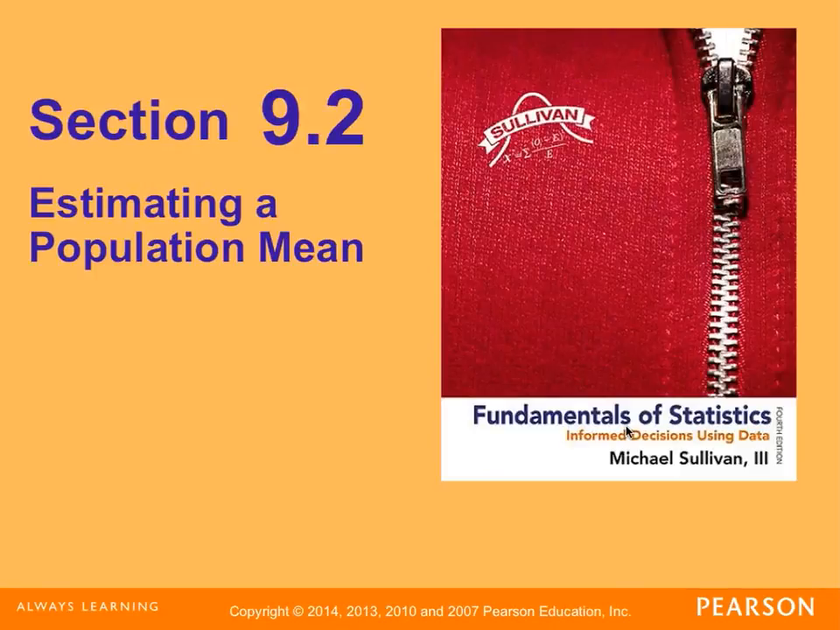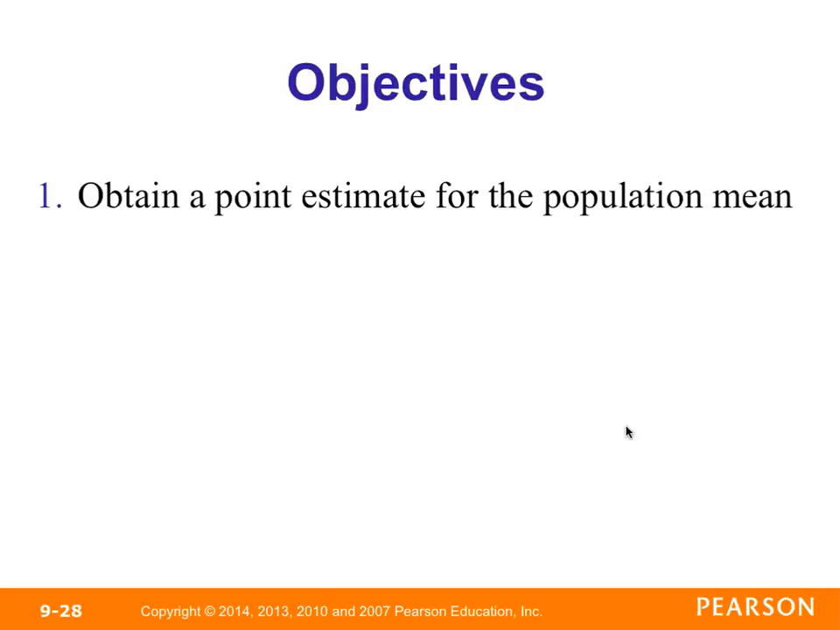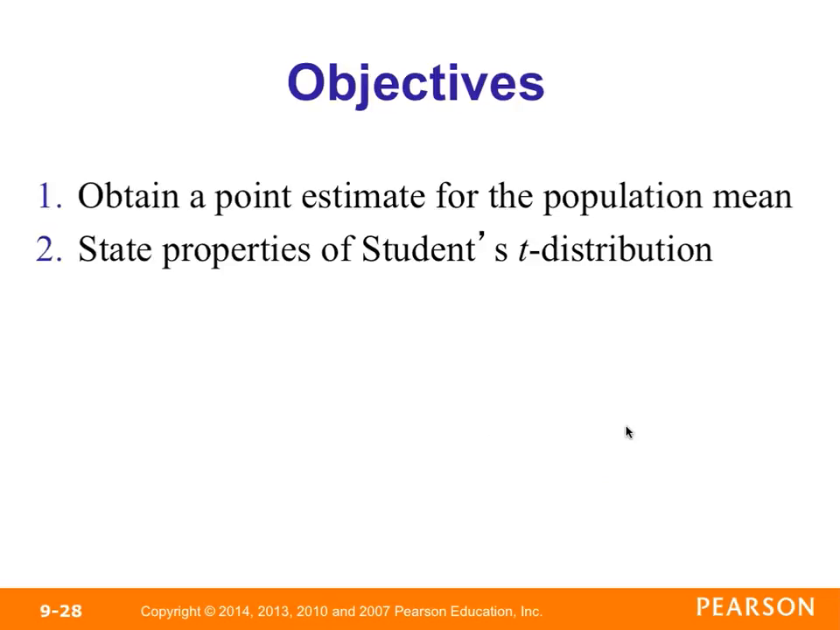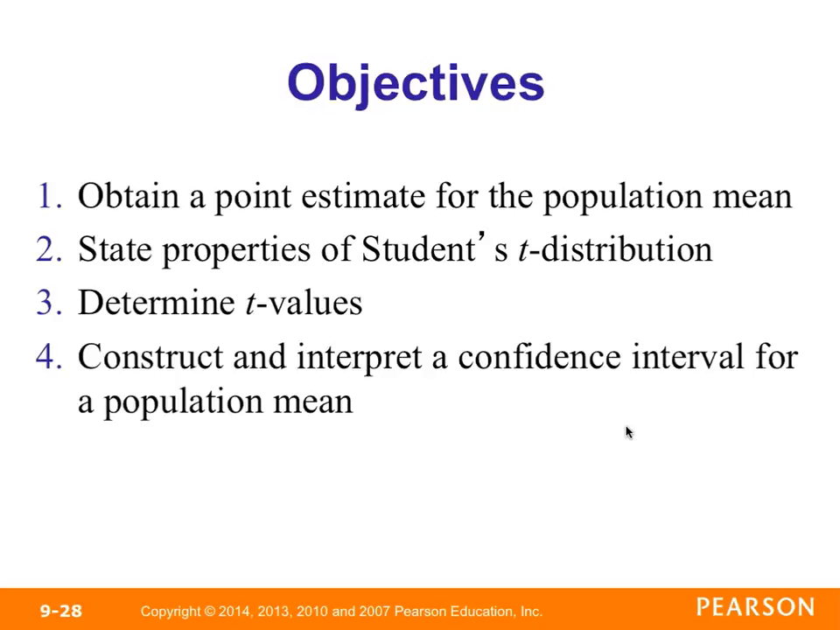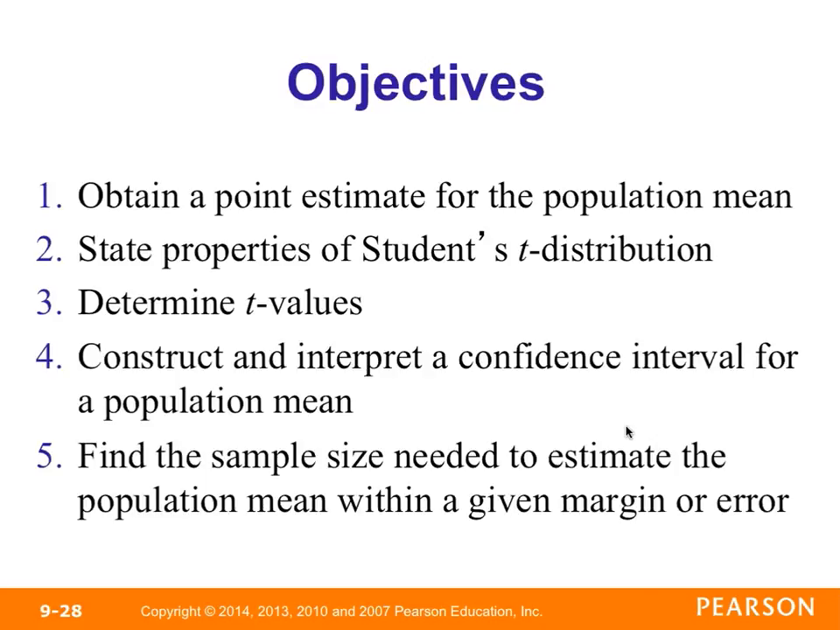Okay, now section 9.2 is about estimating a population mean. So we just did population proportion. Now we're going to take a look at population mean. So the objectives in this section are pretty similar. We want to obtain a point estimate for the population mean. And then we're going to learn about students' t-distribution. We're going to learn how to determine t-values, construct intervals, and find sample sizes.